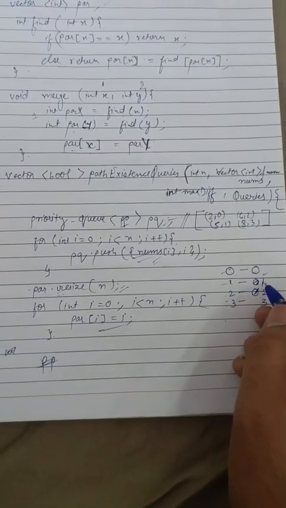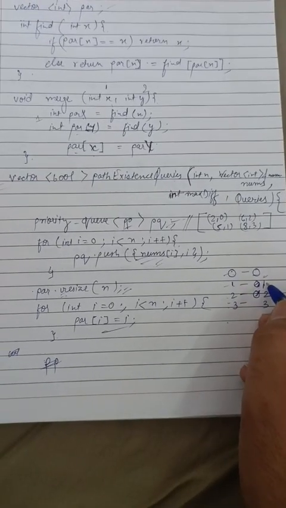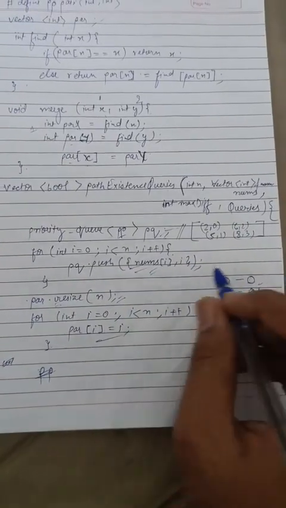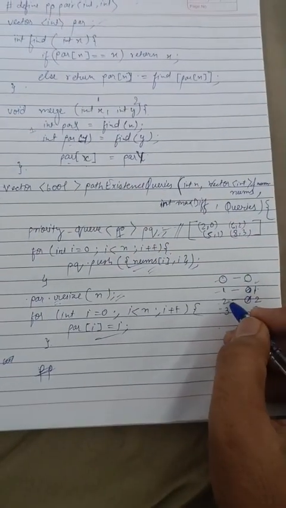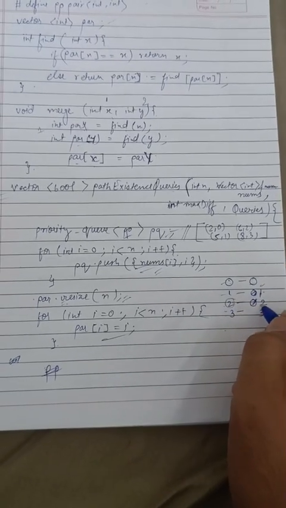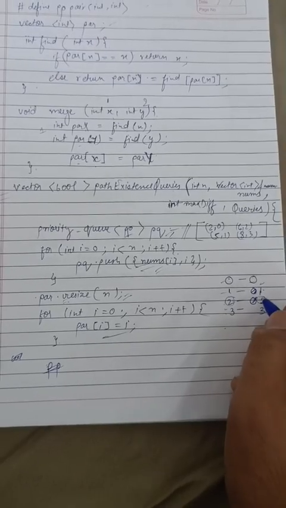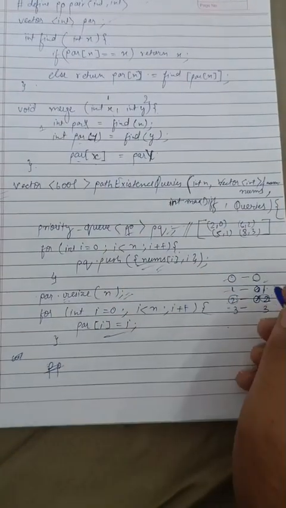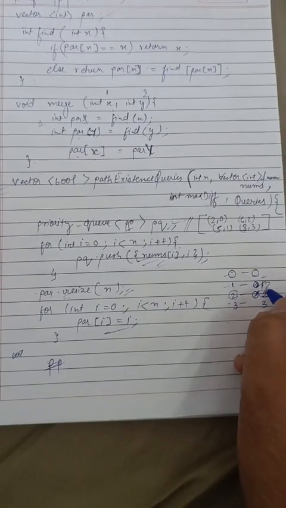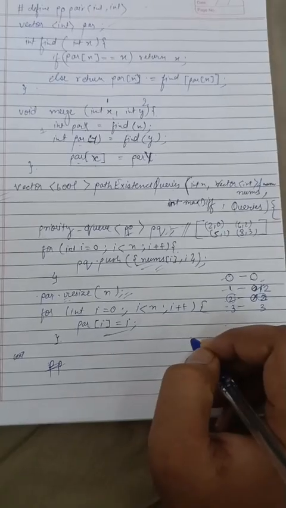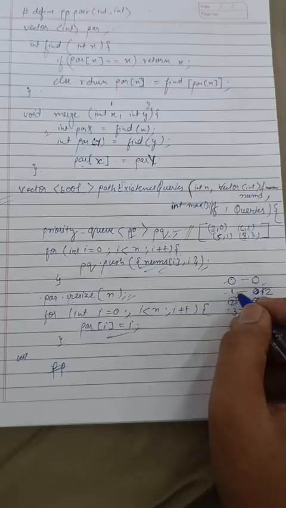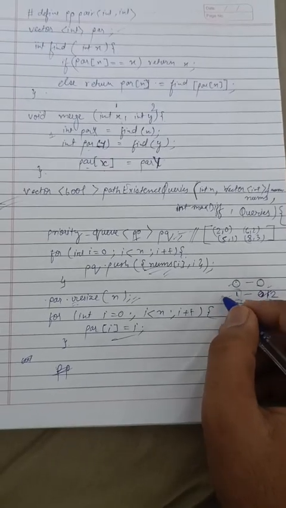I am making it 2. So whatever element is at index 2 is going to be the parent of index x, that is 1. That means now the parent at index 1 is 2, right? Hope you get it. Now 2 is also the parent of the element which is at index 1.